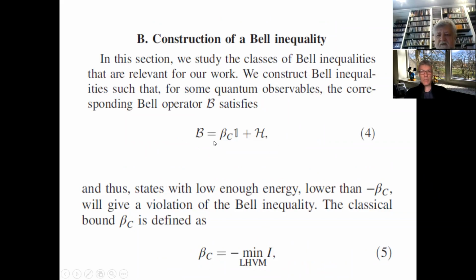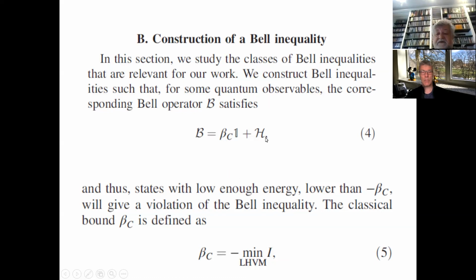So the Bell operator should correspond to the Hamiltonian plus the classical bound. Of course, the classical bound is calculated as the minimum over all local hidden variables of the quantity I, which is essentially the value of this energy, but in terms of classical variables.